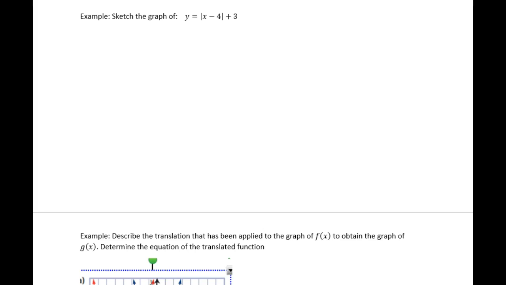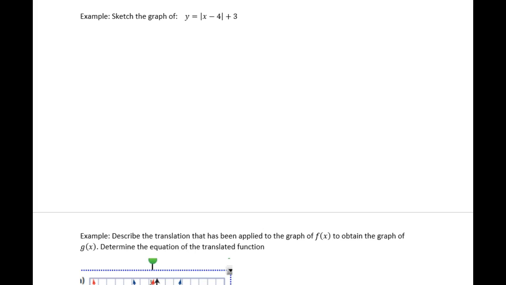So then this guy, he's affecting our y point, right? That 3 there. So what's happening? Yeah, it's going up 3. So we'd say vertical translation of +3, and you can say up so you know which way you're going. Okay?